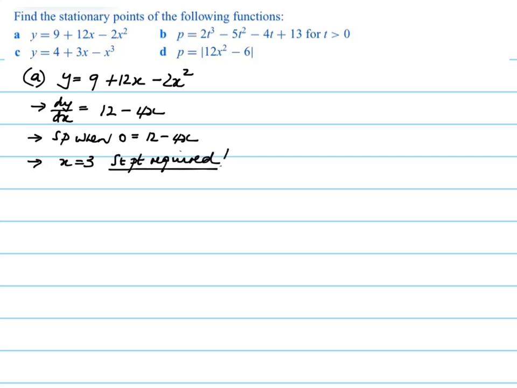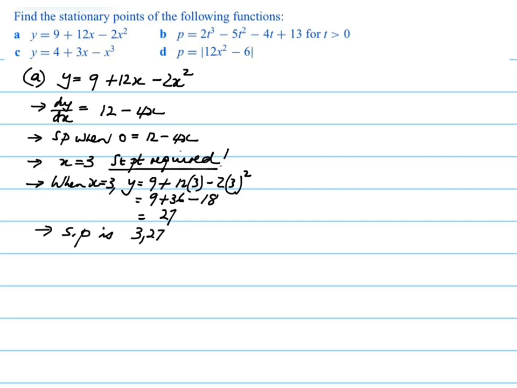Stationary point required, not just the value of x, by the way. Reread the question. So you need the y value as well. So sub x is 3 in, and what do you get? Voila, you get 27. So the stationary point is that, and you are not finished until you've expressed it in that form. A point means open bracket, the x value, comma, the y value, close the bracket, and then you box it. Hello, Mr. Box. Thank you, Mr. Box. And we're done. That's part A.